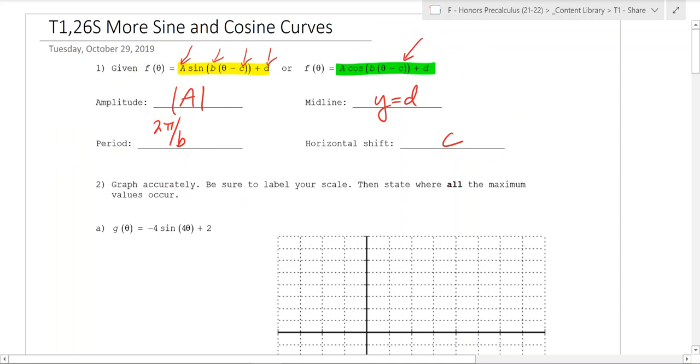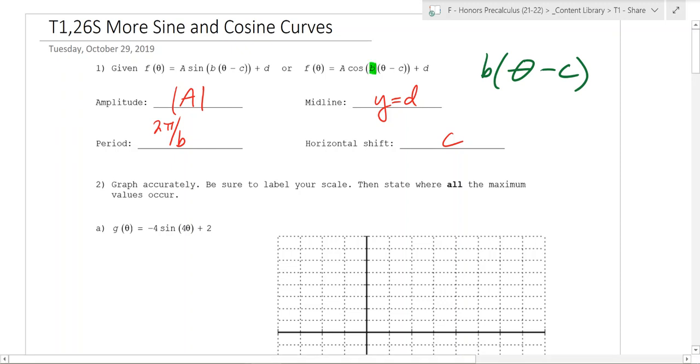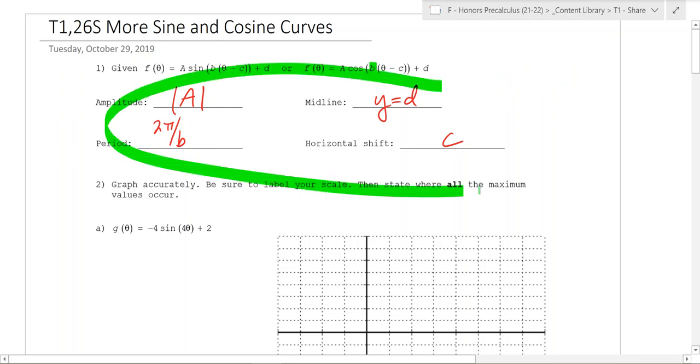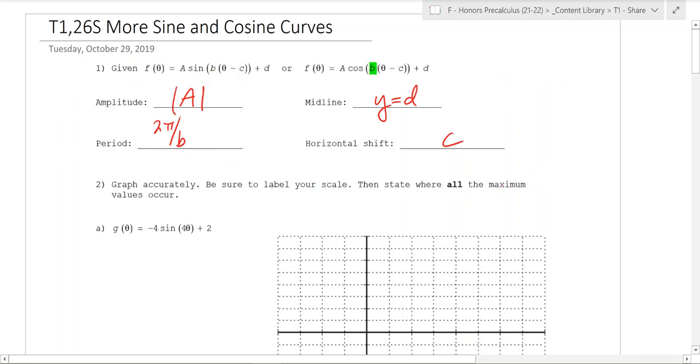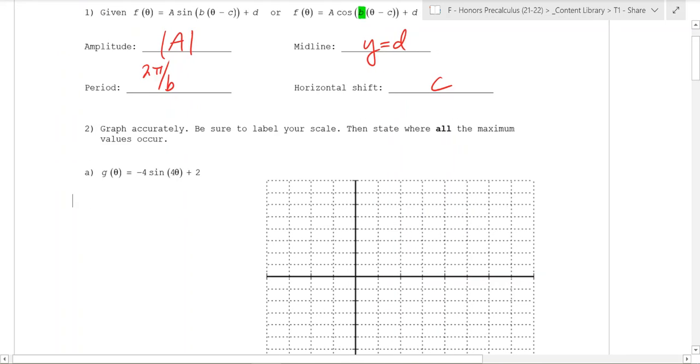The thing I really want to point out is in the middle of these right here, you'll notice that it says b times theta minus c. That's the form it has to be in. So you have to factor out on the inside the b. The b has to be all by itself in front of the theta minus c. That results in a form that gives you these four things right here. Super important. So if we use this information to graph -4 sine 4 theta plus 2, let's put it all together.